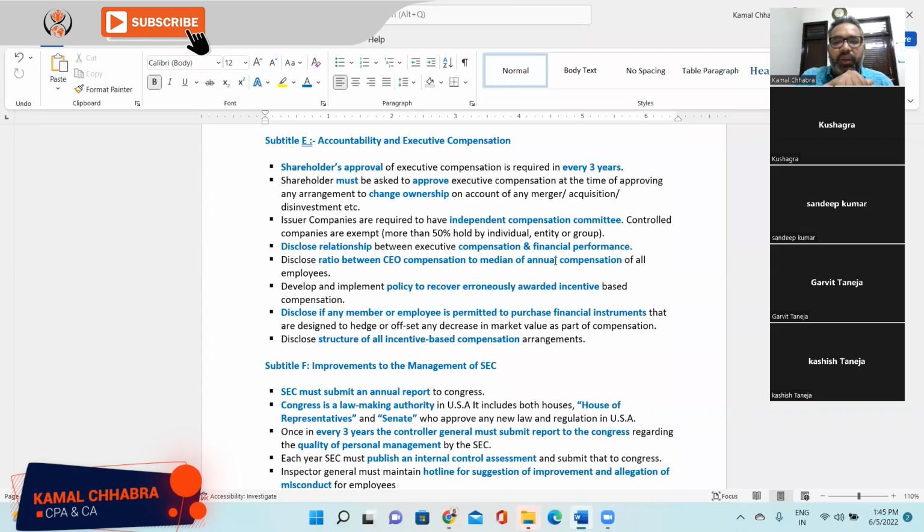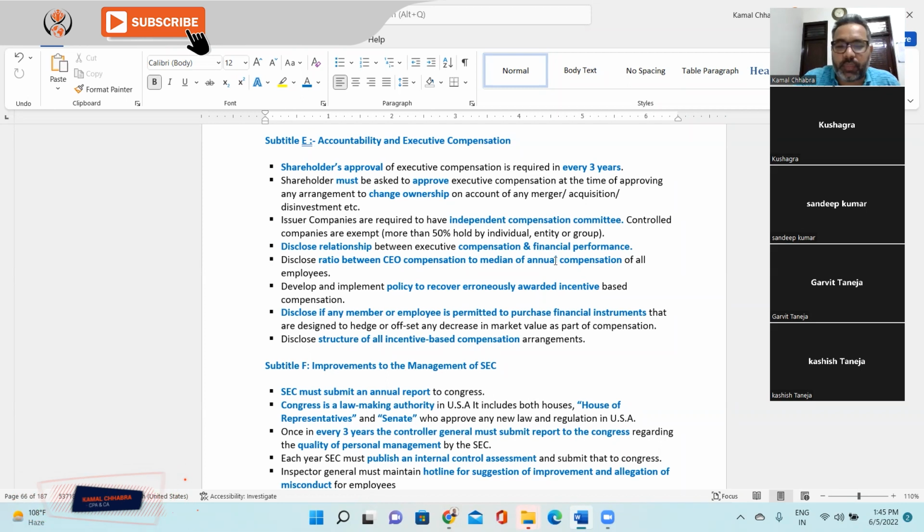Controlled companies are exempt, which is like private companies or maybe companies under a single umbrella. But public companies whose shares are widely spread in the general public are mandated to have an independent compensation committee in which the majority of the members should be independent directors, right?